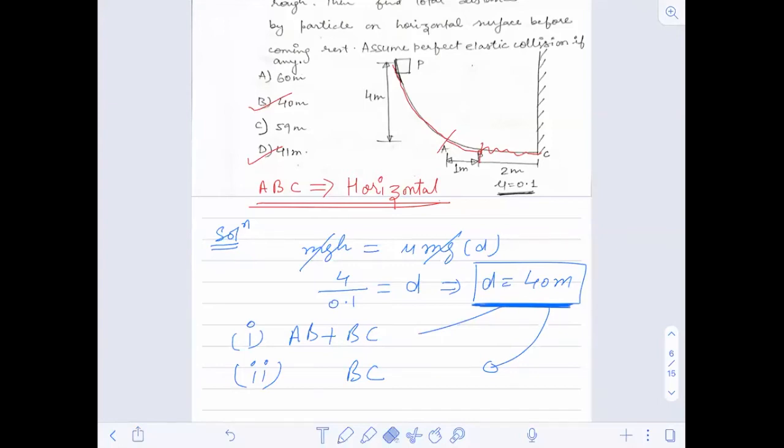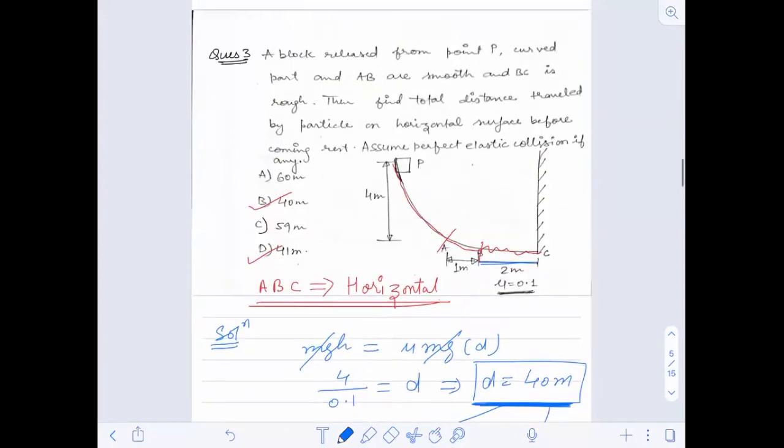Now this question is not up to this point only. There is a problem with this question now. The total length it is having is 2 meters only, and the distance it has to travel is 40 meter. So now what we have to do? For that, they have given a point here. Take a perfect elastic collision.